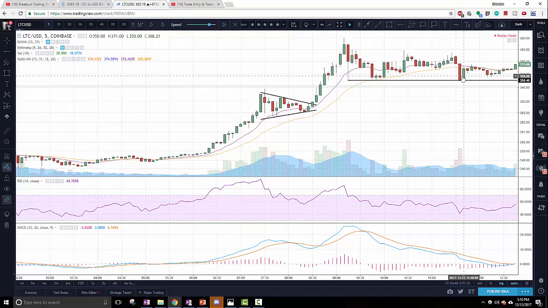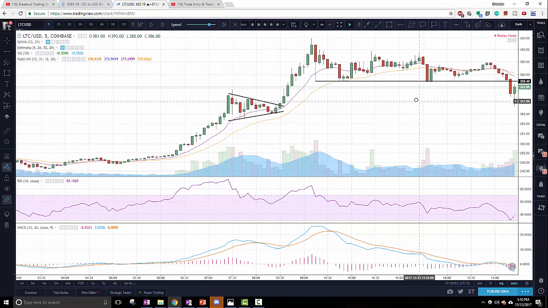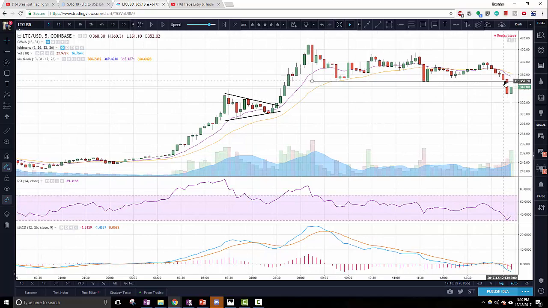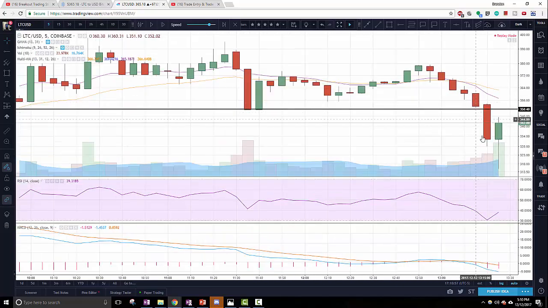So the buyers are overcoming the selling pressure right here. They're absorbing the selling pressure and pushing us higher. Over here, there's no longer enough buyers. Look, we close, we can zoom up here. We close down here. The next candle, we open up here. Buyers were trying to push us a little bit higher, but we completely exhausted all of the buyers on this candle. And when we completely exhausted all those buyers at 350, we absolutely collapsed.